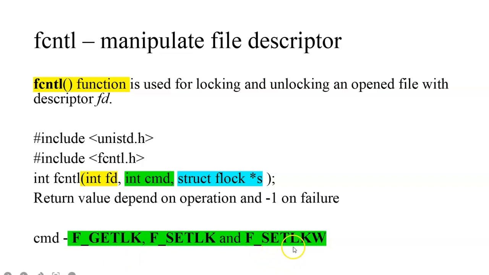Similarly, F_SETLKW is another command. Then the third argument is an address of type struct flock. And this fcntl function returns -1 on failure, and upon success it returns different values depending on what operation you are trying to perform.